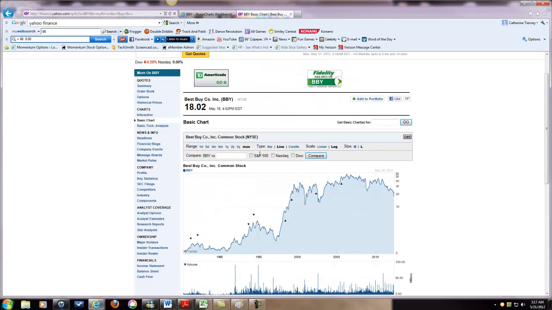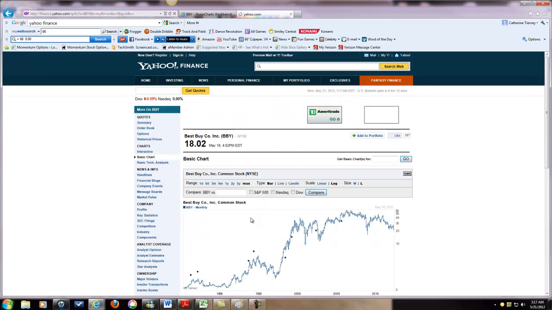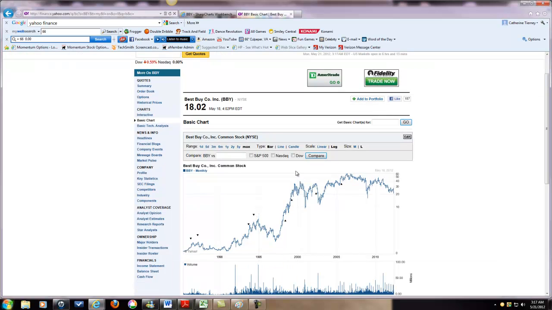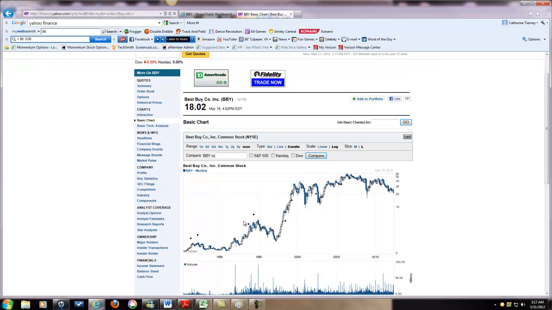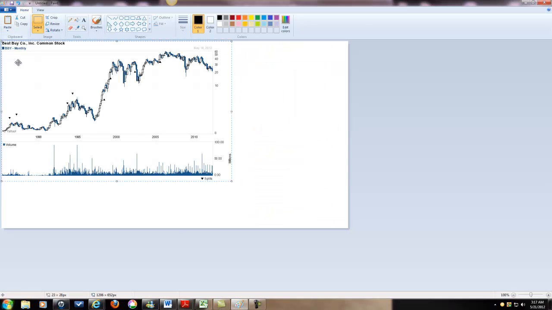Let me just check real quick. Bar. There we go. Let's see if I can do candle. Alright, this kind of looks like stock charts, so this is another alternative, I guess. Anyway, let's get this in the paint and break it down. Okay, as you can see, 20 looks to be major multi-year support going back towards before 2005. So let's get that on the chart real quick.